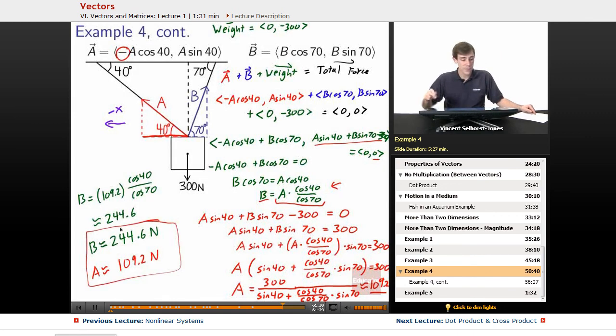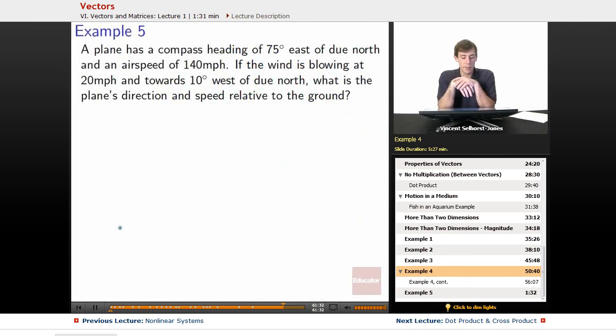All right. Last example: a plane has a compass heading of 75 degrees east of due north and an airspeed of 140 miles per hour. If the wind is blowing at 20 miles per hour and towards 10 degrees west of due north, what is the plane's direction and speed relative to the ground?